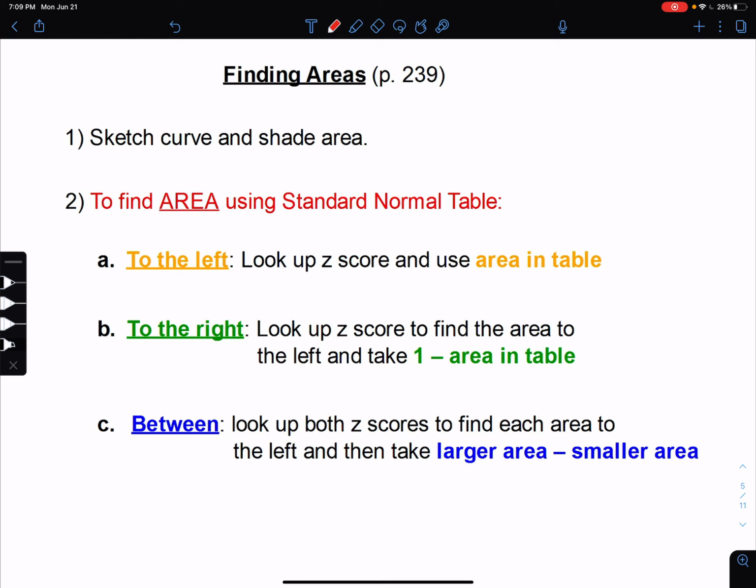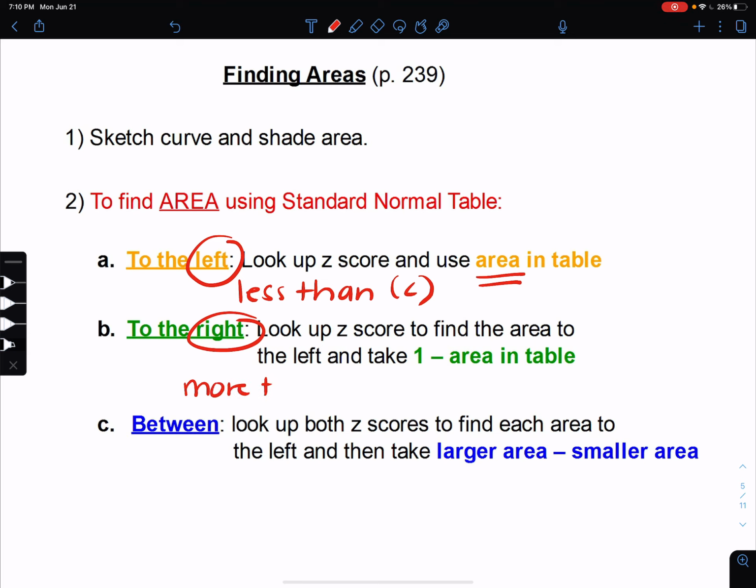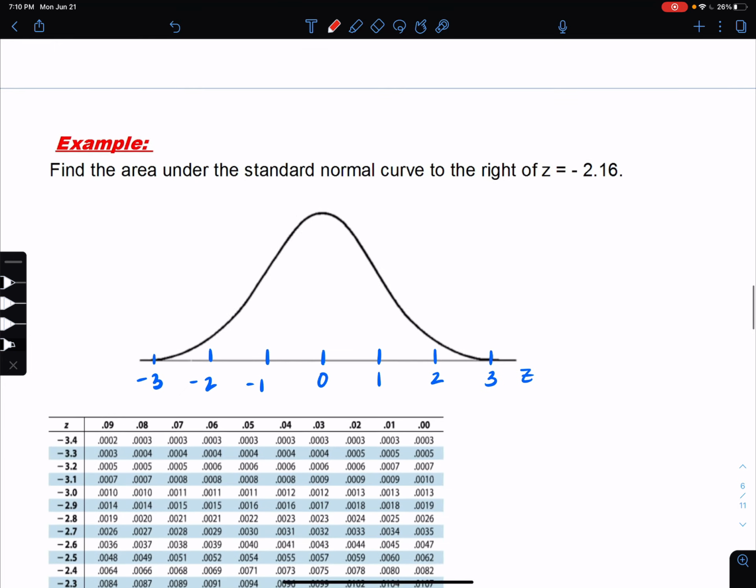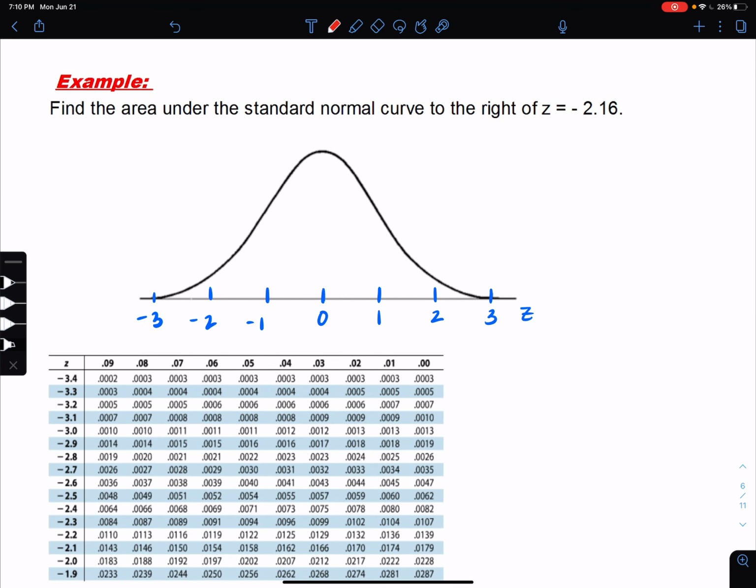All right, area to the left looks at values less than. And if that's what you want, then all you have to do is look it up and take the area directly from the table. But sometimes we want to go in a different direction. All right, so if we want to look at values that are more than, this would be an area to the right, a greater than. And in that case, we have to flip the area in the table, meaning we're going to subtract it from 1. All right, so let's do a quick example of that, and then we'll look at that third case.